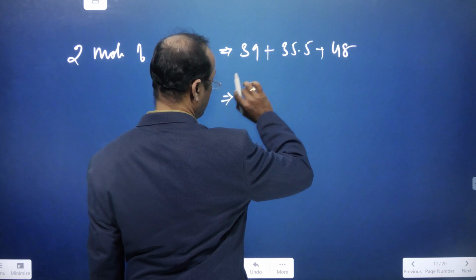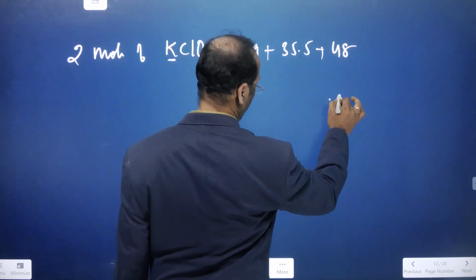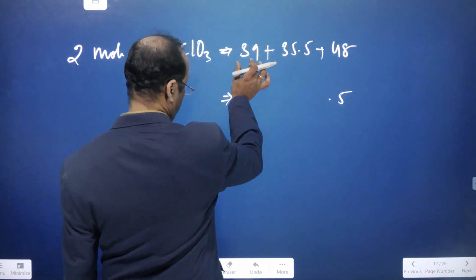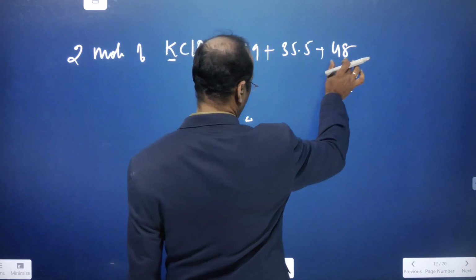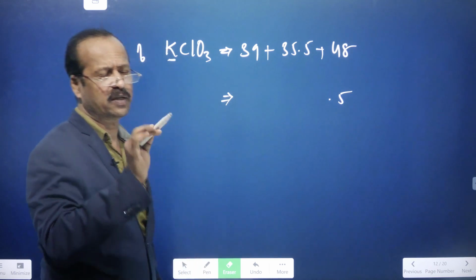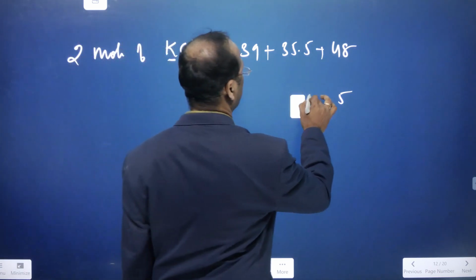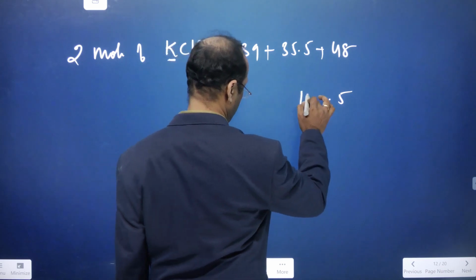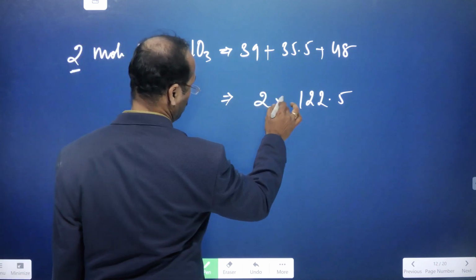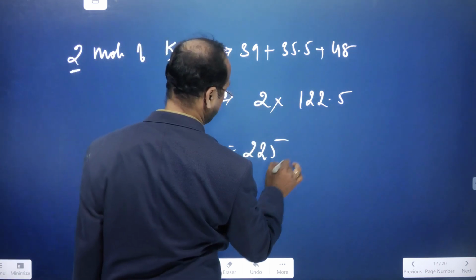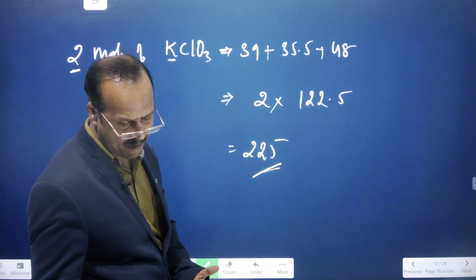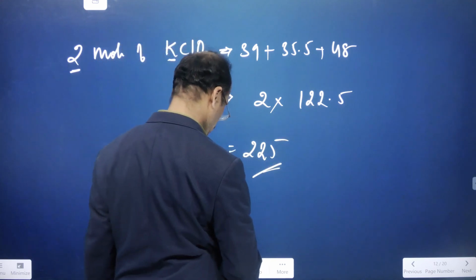Now you add these. Here 0.5 is there, so we write 0.5 here. And now 35, 39, 74, 74 and 48 is 122. So 122.5. Now here how many moles? 2 moles. Just multiply with 2. So that comes to 225? Oh, sorry, 245.